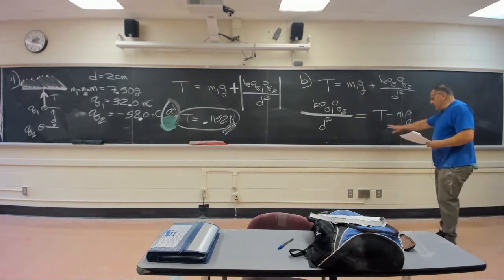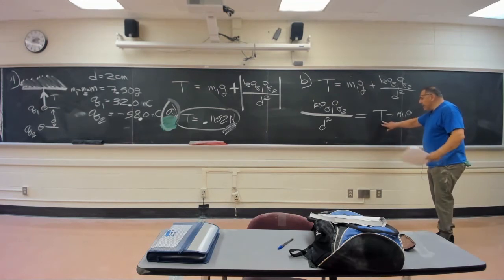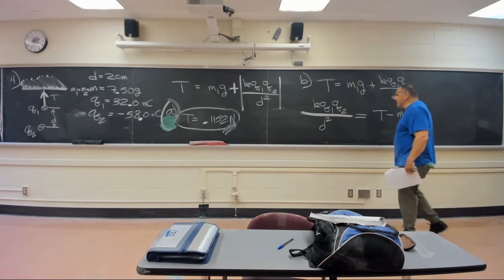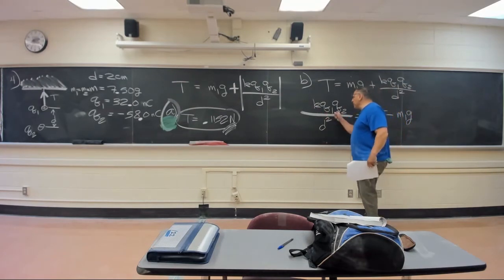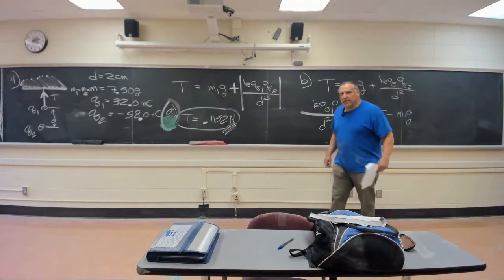Look, they're going to tell me there is a maximum T. I'm going to put the maximum T right in here. I'm going to put the mass of M1 hanging down. G is the acceleration due to gravity. K is what it is. Q1, Q2. Make them both positive. Make sure the answer is positive.